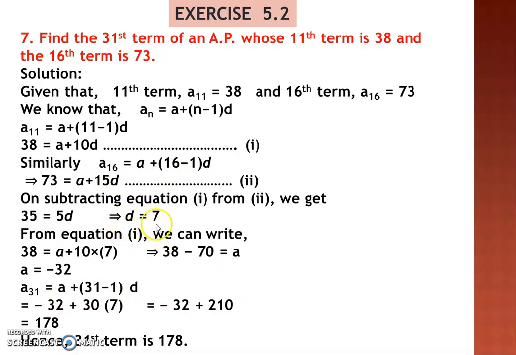Now once we get this value of D, I can substitute this value in any one of the equations and I can get the value of A. That is minus 32. So once I have A and D, I can find any term of the AP. So here I have to find the 31st term, that is A plus 30D. So which when I calculate, I get it as 178.